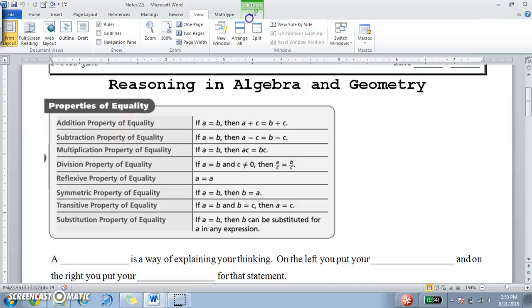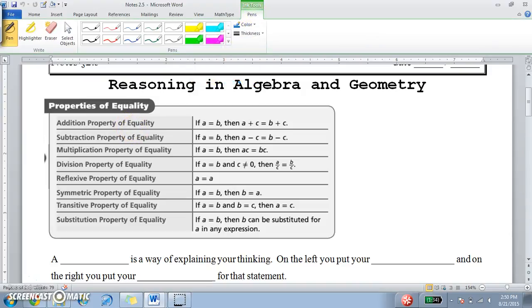First properties are addition, subtraction, multiplication, and division property of equality. Basically, all those are saying is if I add something to one side of an equation, I have to add it to the other side. If I subtract something from one side of an equation, I have to subtract it from the other side. Same thing for multiplication and division. Those are common properties that we use in algebra.